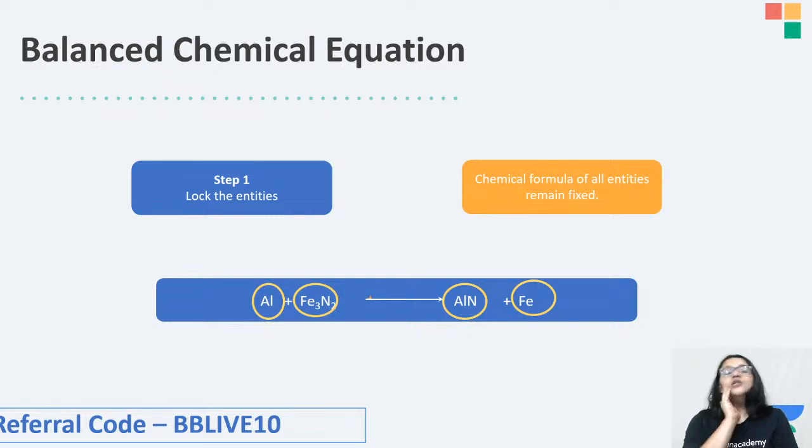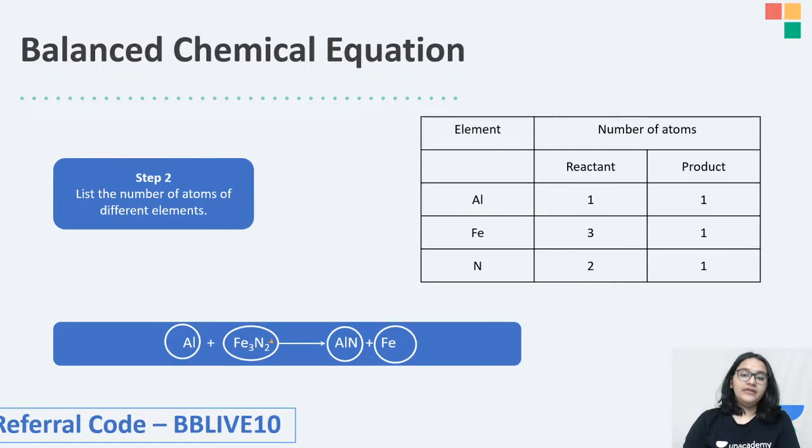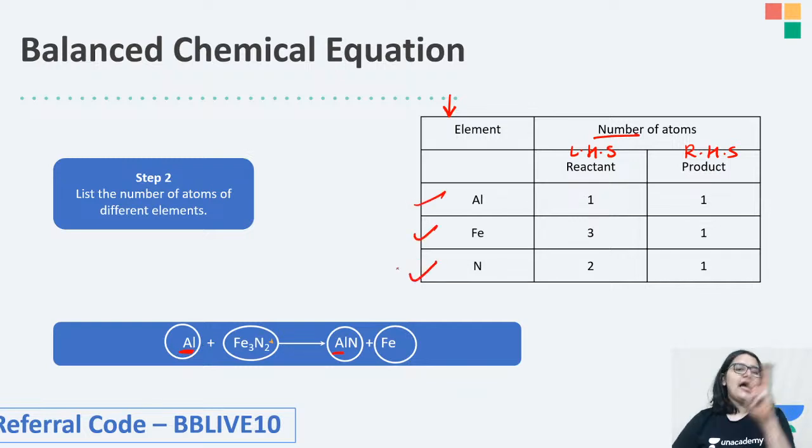What do I do? So the very first step is to look at the entities. Entities meaning look at the elements that we have. Then make a table where you write all the elements that are present in your reaction, and the number of atoms that are present on the left hand side, that is the reactant side, and the number of atoms on the right hand side. For example, you have aluminium, iron, nitrogen. I have written all the three entities, that is all the three elements that are present in this reaction.